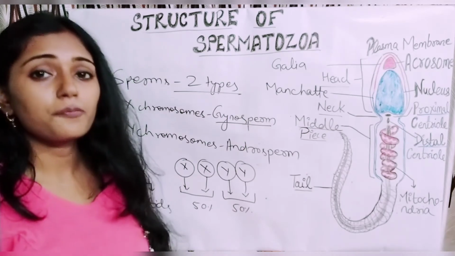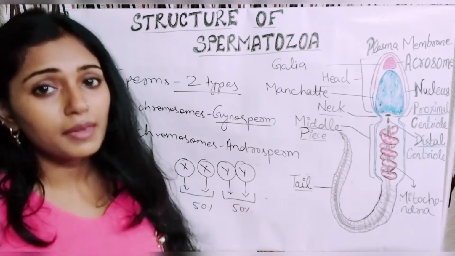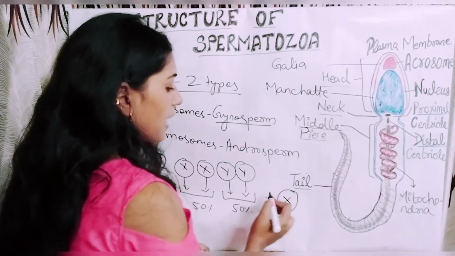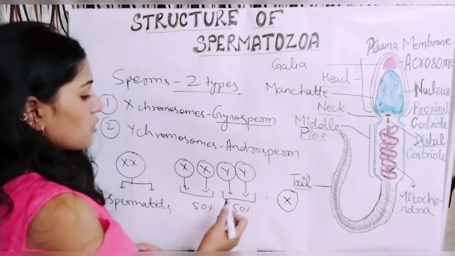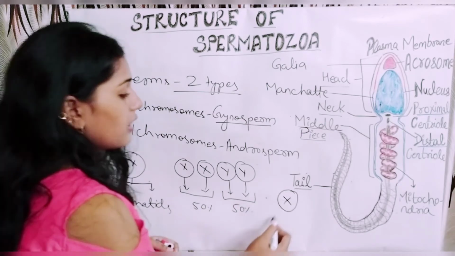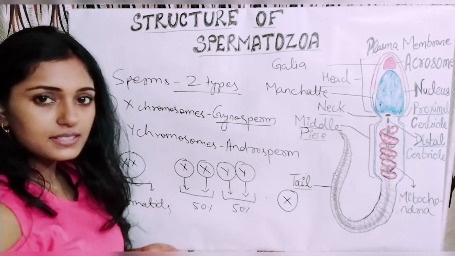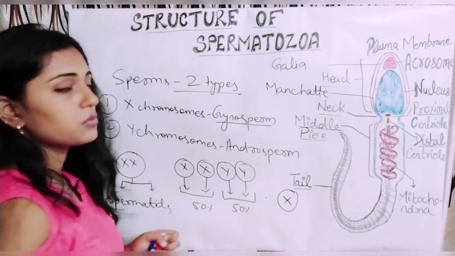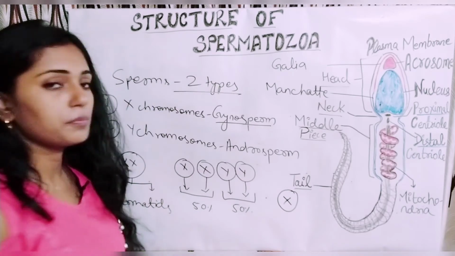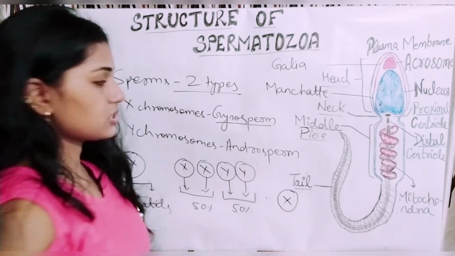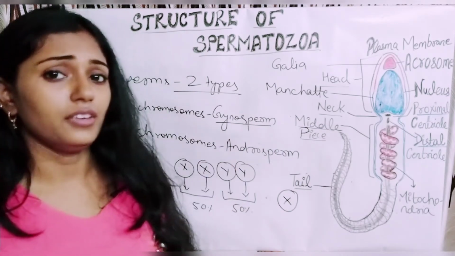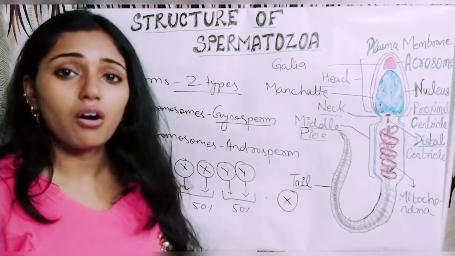So the chances of production of a female or a male are 50-50, since the female produces X chromosome containing gametes only. When fertilization takes place, there is a 50-50 chance that either a Y chromosome sperm can fertilize the ovum, or the X chromosome sperm can fertilize the ovum. So there are 50-50 chances of fertilization by gynosperm or androsperm, so that a male or a female can be reproduced as offspring.